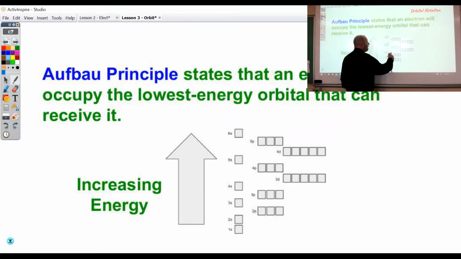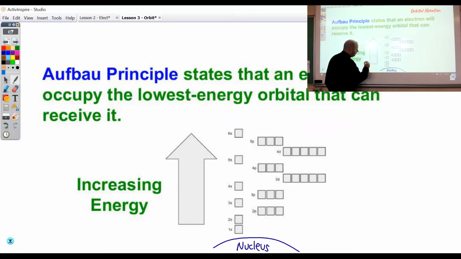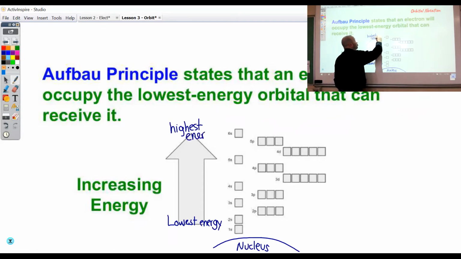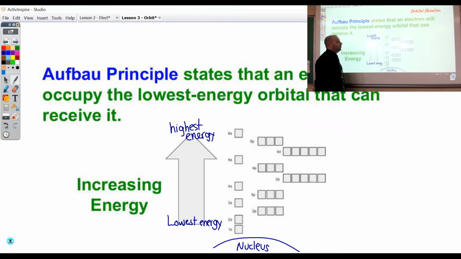So here again, we have our orbital notation. Think about the bottom here as our nucleus. This is the lowest energy orbital. And as we get further away from the nucleus, we get higher in energy. So this is the highest energy orbitals in this particular example. When we are filling electrons in, we will always start at the bottom, closest to the nucleus, and work our way up toward the top.